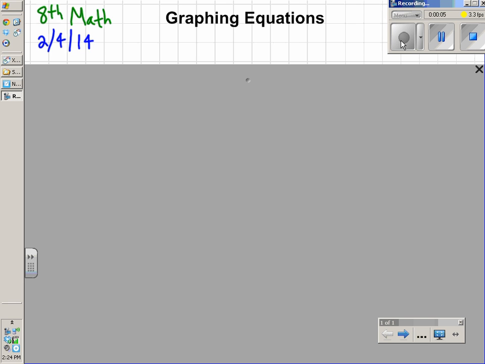Now it's time for a little bit of math notes. Today is February 4th, 2014, and this is going to be page 36 of your notes. Go ahead and title this page Graphing Equations.